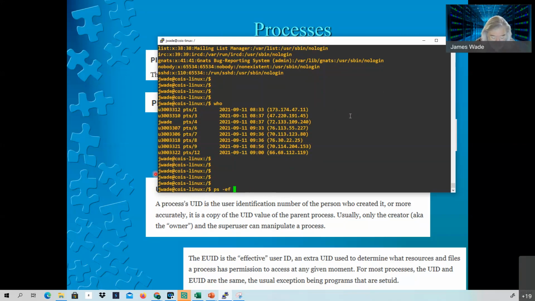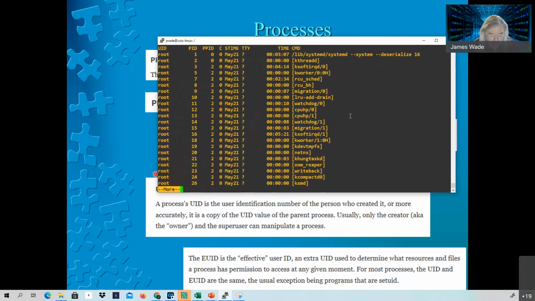But if I do a ps -ef, you'll notice at the top, here's the UID, the user ID that is running the process. Here's the process ID, the parent process ID.